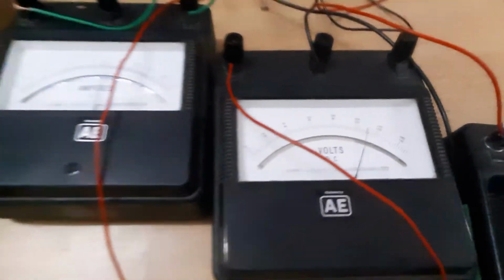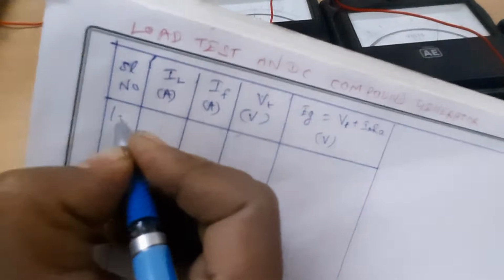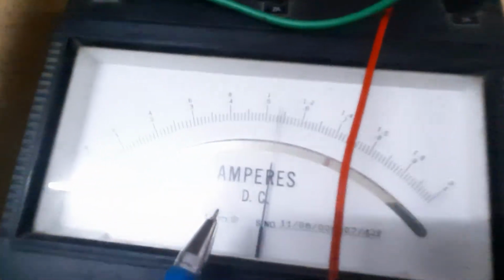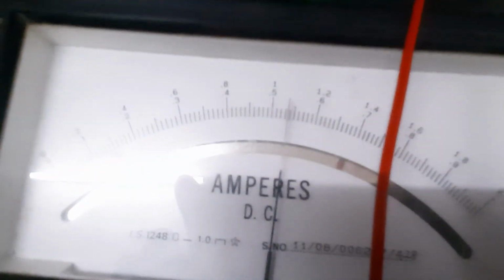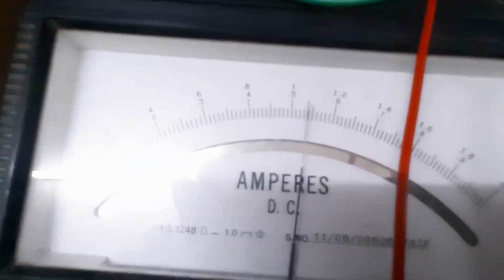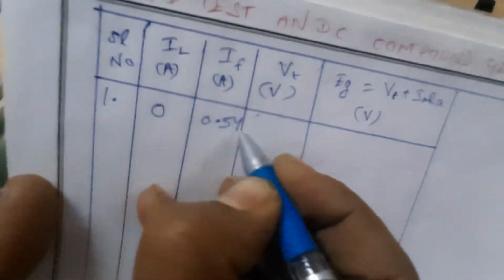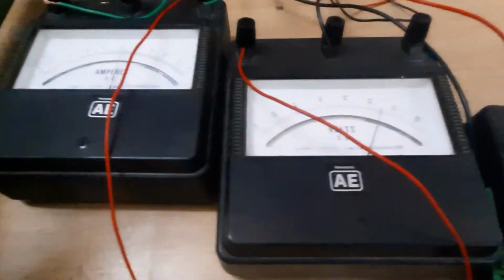Next I'll note down the values. At first, the load current: since I have not applied any load, IL is 0. Next, field current is 0.54. You have to observe the field current. Next, voltage I have got is 220 volt. For each next step, I'll apply load.